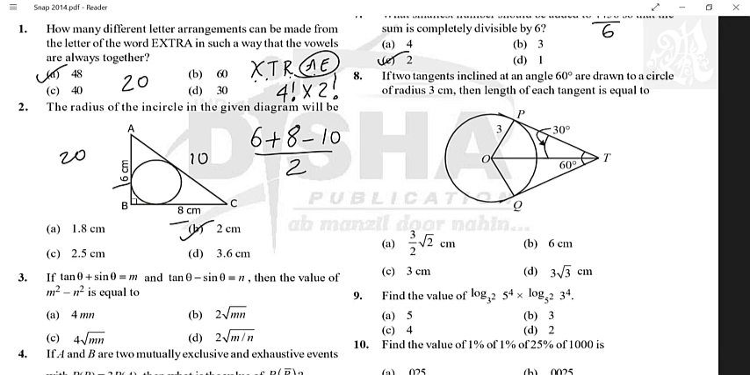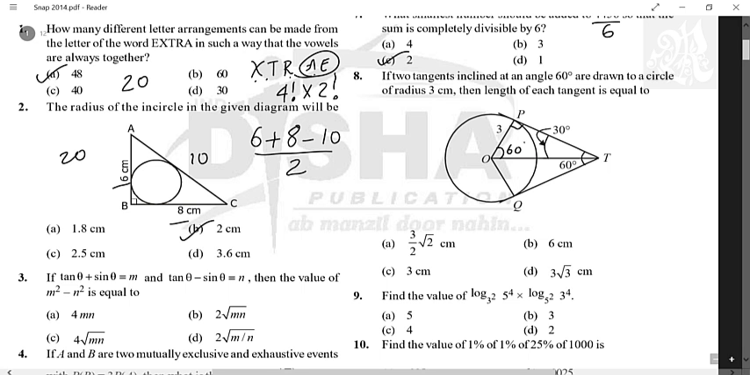Now again, two tangents inclined at 60 degrees, which means this is 30 degrees, this is 90 degrees, and this is going to be 60 degrees. So it's a straightforward 30, 60, 90 triangle, and you can definitely go for it. Side opposite 30 is half the hypotenuse, so it's going to be 6. Side opposite to 60 is root 3 by 2 times the hypotenuse, so root 3 by 2 of 6 is going to be 3 root 3, and that's the answer, 3 root 3.